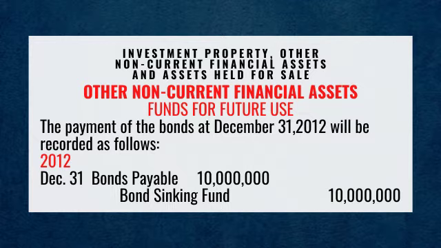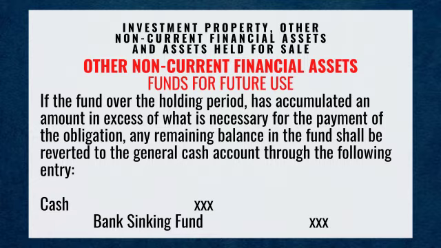2012, December 31st, debit bonds payable for 10 million pesos and credit bond sinking fund for 10 million pesos. If the fund over the holding period has accumulated an amount in excess of what is necessary for the payment of the obligation, any remaining balance in the fund shall be reverted to the general cash account through the following entry: debit cash and credit bond sinking fund.